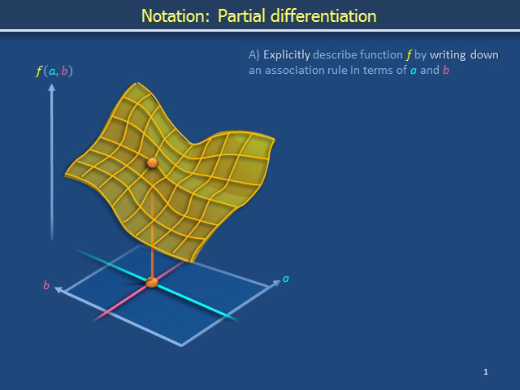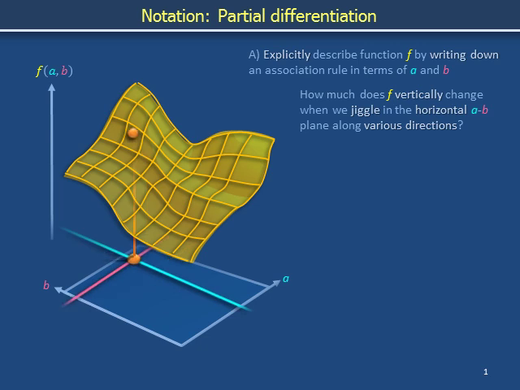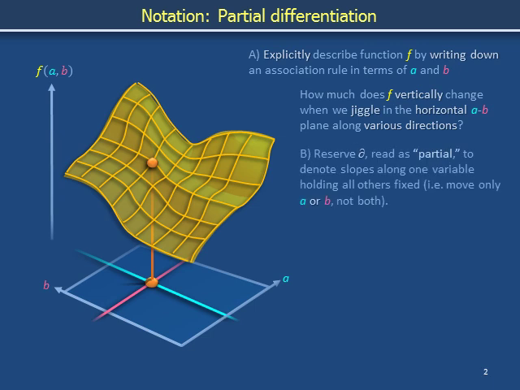We can hold a constant while varying b, vary a and b together, or instead vary a while holding b constant. The change in vertical height of f can depend on the direction in the AB plane in which we choose to wiggle. It is helpful to introduce language that lets us specify directions in the AB plane along which to calculate the slope of f. To this end, we introduce the curly d symbol called a partial.